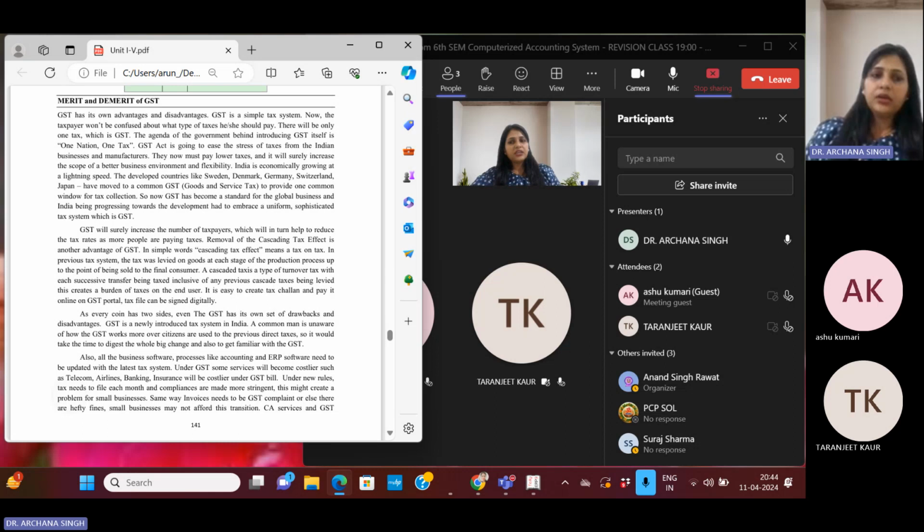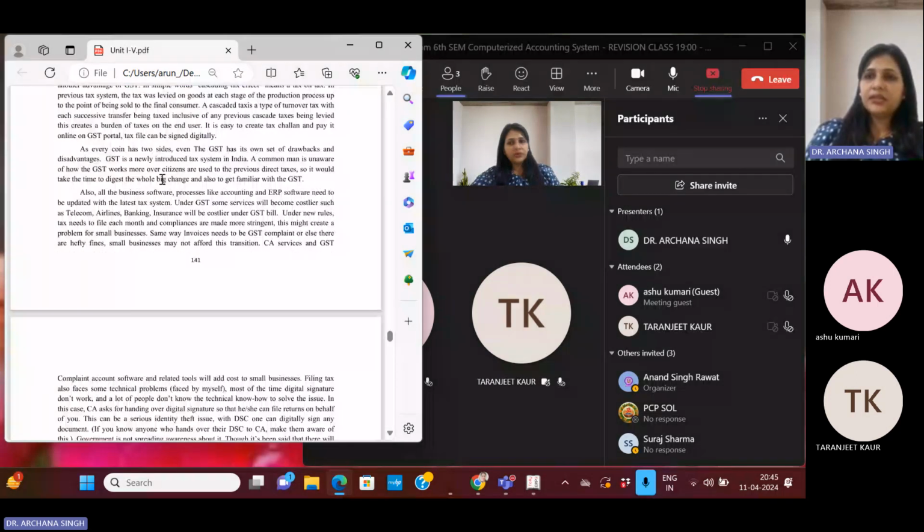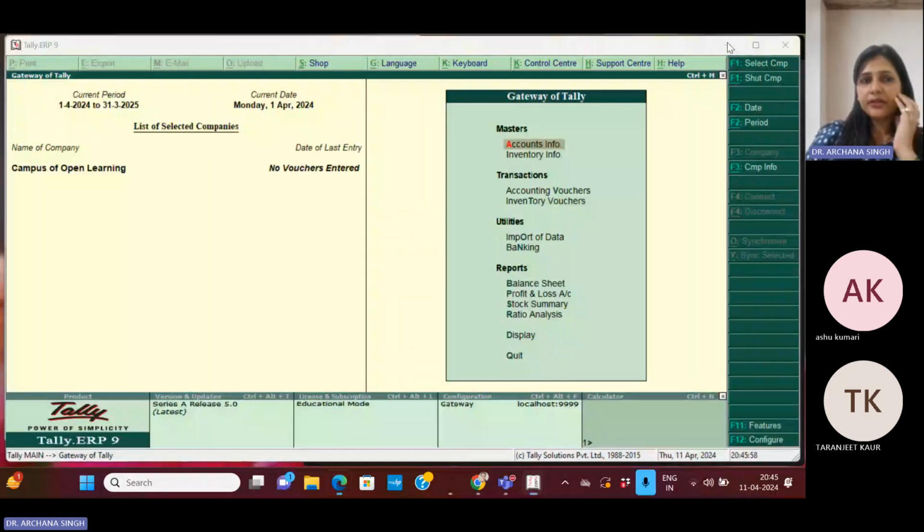about it. So it would take time for them to digest this big change and get familiar with the GST. Along with that, business software processing like accounting and ERP software need to be updated with this latest tax system. Like if you work on previous softwares जो कि latest version के नहीं है, तो वहाँ पे GST का option आपको available नहीं होगा. And that's why I'm not showing, because in my software also it is not updated. यहाँ पे सिर्फ VAT है और बाकी tax collected at source, बाकी options है, but GST is not included. In the prime version you can get it.